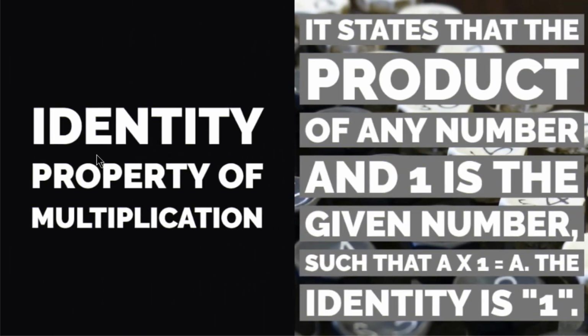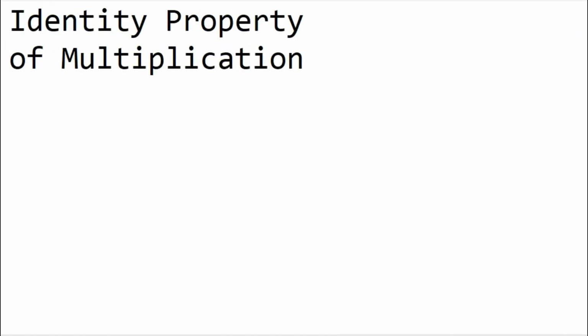Para naman sa identity property of multiplication, ito ay nagsasabing that the product of any number and 1 is the given number, such that a times 1 is equals to a. The identity is 1. So, ibig sabihin, any number na minultiply mo sa 1, ang magiging sagot ay a pa rin. So, ibig sabihin, yung sarili niya, pag minultiply mo sa 1, siya pa rin yung lalabas. Okay? So, magbibigay ako ng halimbawa. Para sa identity property of multiplication, ito yung halimbawa.